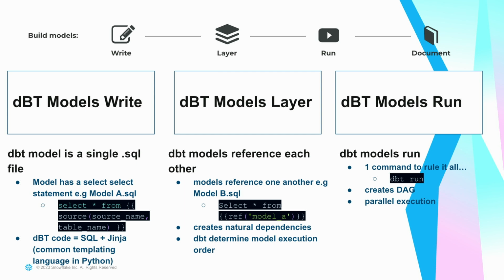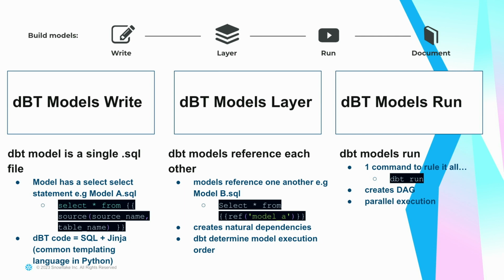Just for folks in the room as well, basically this is the outline of how dbt runs. Essentially, you will write a dbt model. A dbt model is a single SQL file. Inside that select statement you can reference, for example, a table name or source name. And this model_a.sql will translate to a table inside dbt. dbt code is essentially SQL and Jinja. And Jinja, as mentioned before, is a templating engine in Python.